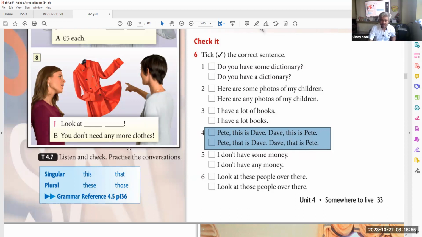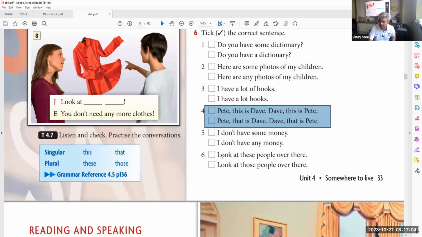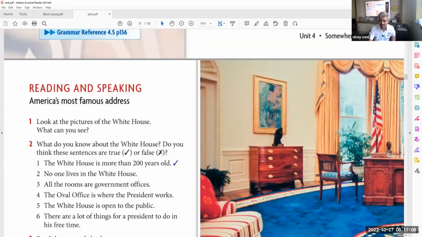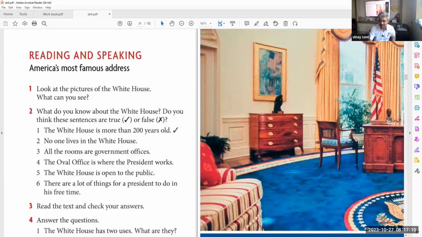Good job. Any confusions anybody has that they want to discuss with me about any of the words, any of the sentences? You have any questions to ask? You don't. Now we are moving on to the reading section.